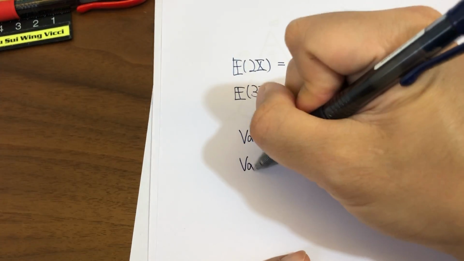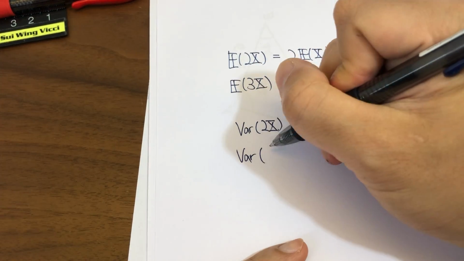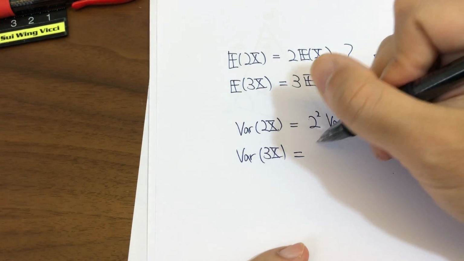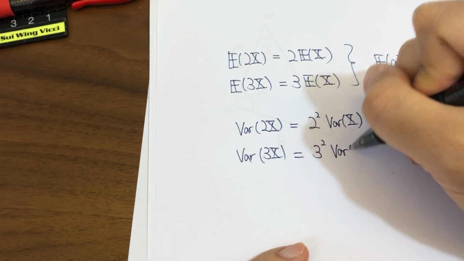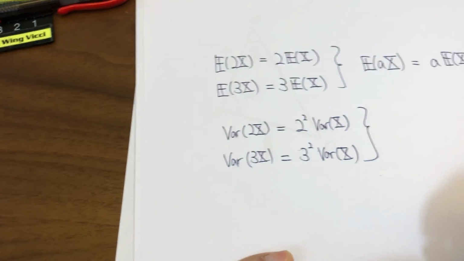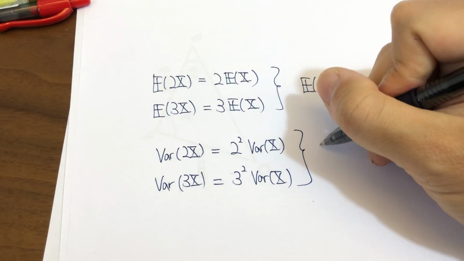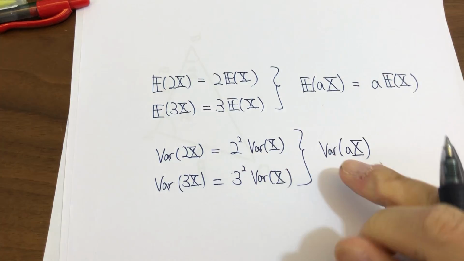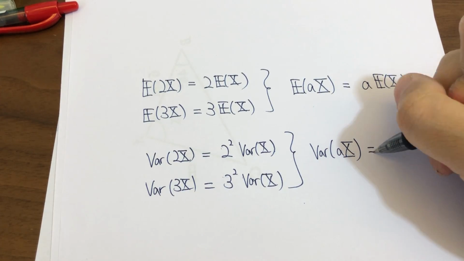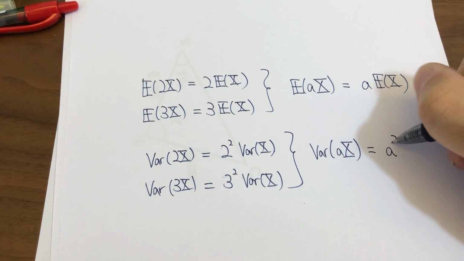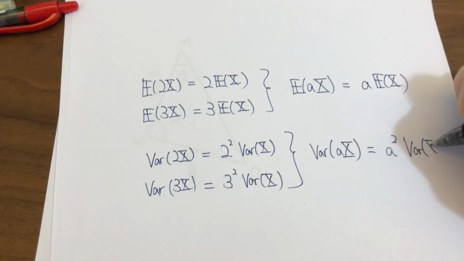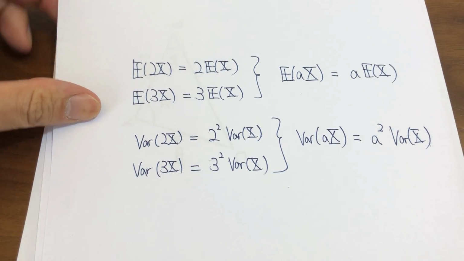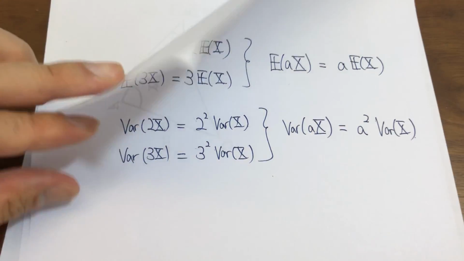And then in the second experiment, we find the variance of 3x. Remember what the result is? It equals 3 squared times the variance of x. Therefore, the variance of a constant a times the random variable x can be simplified as a squared times the variance of x. Okay? So we have these two results.